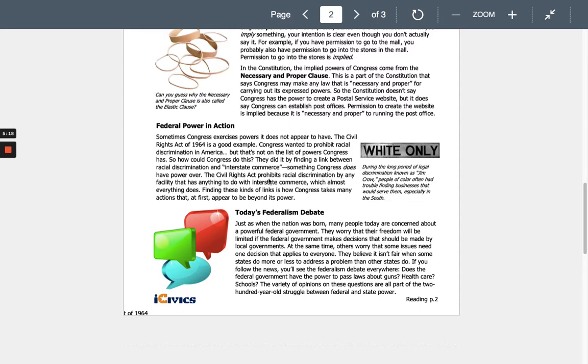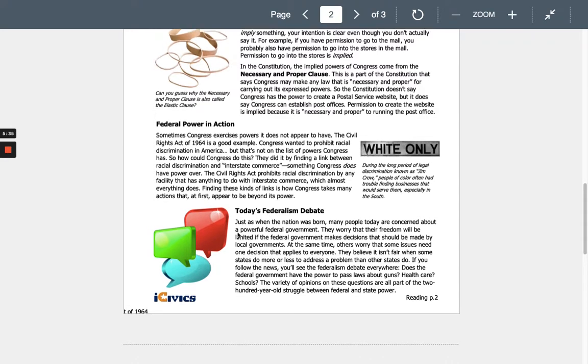The Civil Rights Act prohibits racial discrimination by any facility that has anything to do with interstate commerce, which almost everything does. Finding these kinds of links is how Congress takes many actions that at first appear to be beyond its power. Today's federalism debate.